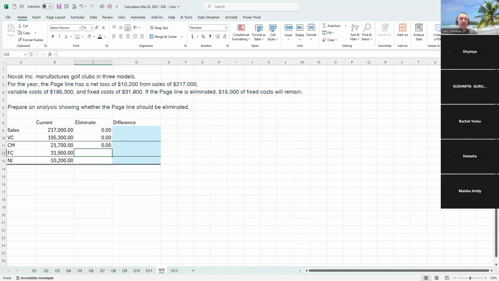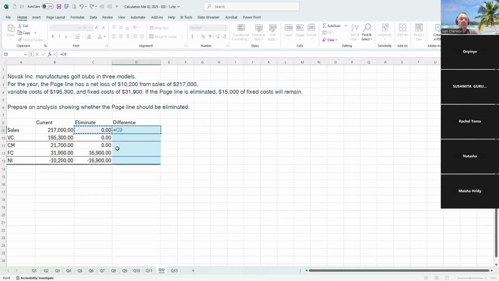If the division is eliminated, 15,000 of the fixed cost is going to stay. So how much can I eliminate? This one minus 15,000. So I can eliminate only 16,900. This one minus that one, right? That's how much I can eliminate. So what's the difference? The difference will be, I'm losing this. It's lost.